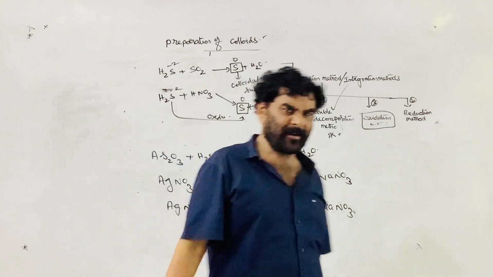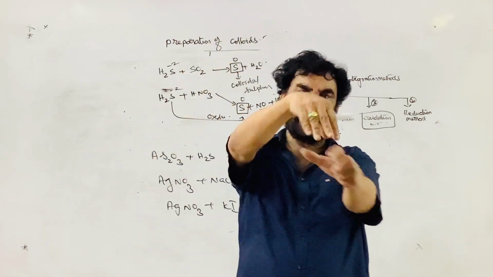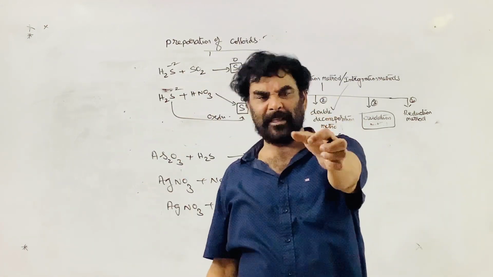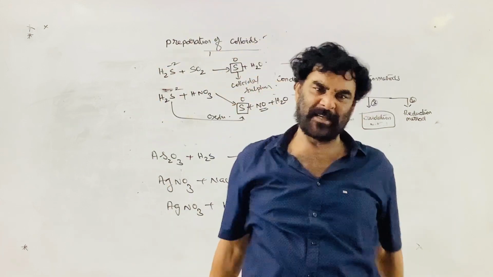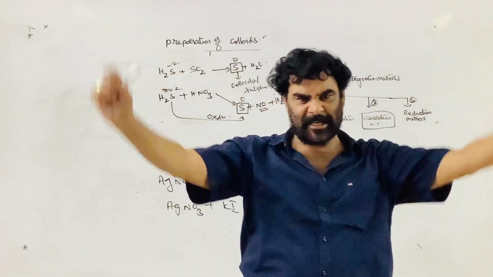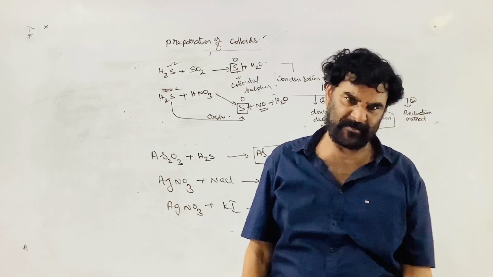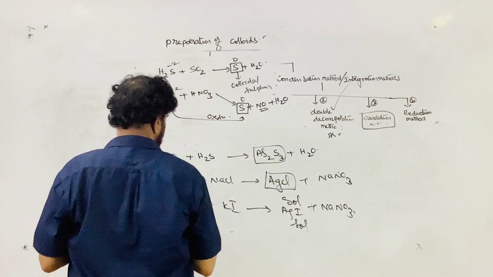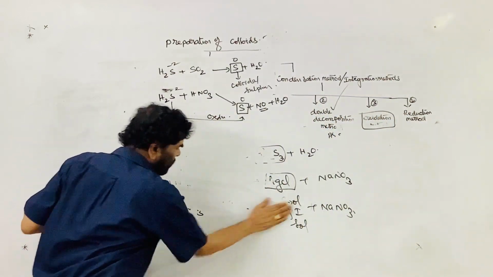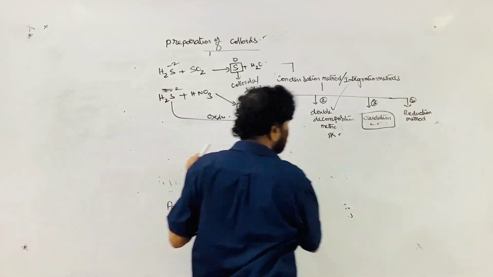Easy. Colloidal sulfur: take the H2S solution, add the HNO3, or take the HNO3 in the test tube and pass the H2S gas into this. The whole test tube is loaded with colloidal sulfur. This is the oxidation process, the preparation of colloidal sulfur.